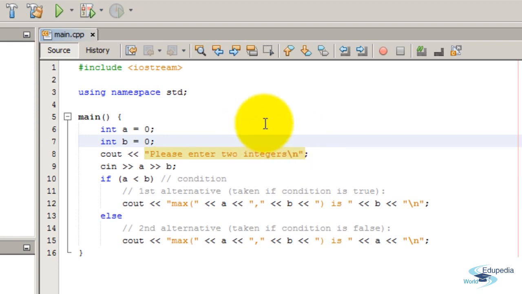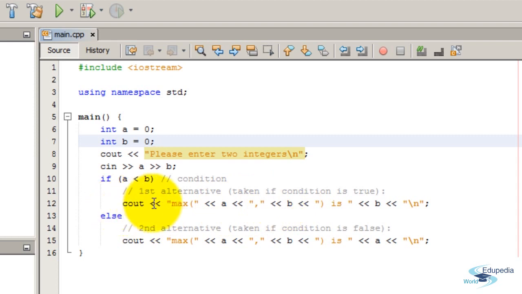Take a look at this program. Here we have two int values, a and b, and from this cin we are trying to capture two values for a and b. In the if statement, we are checking whether a is lesser than b, which means b is the higher value. If so, we are going to output b as the highest value among a and b.